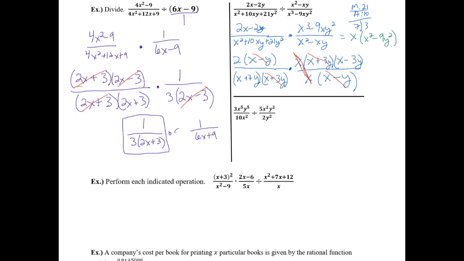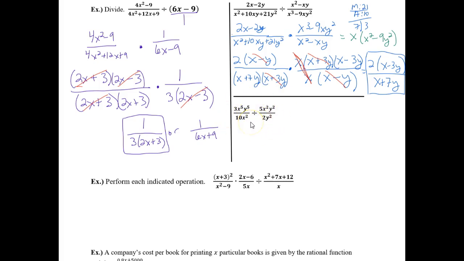So the final answer here would be 2 times x minus 3y in the numerator over x plus 7y in the denominator. And again, you could distribute that through if you wanted to.